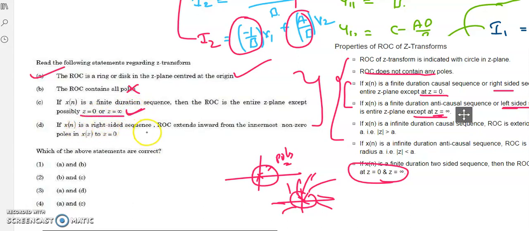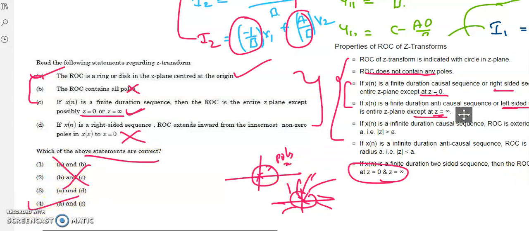Next, if x of n is a right-side sequence, the ROC extends inward from the innermost non-zero pole in X of Z to Z is equal to 0. So it is a perfectly wrong statement. Why? Because if x of n is a right-sided sequence with finite duration, then the ROC is the entire Z plane except at Z is equal to 0. Fine. So with these cases, A and C can be taken as true. So which of the above statements are correct? A and C are correct, all the remaining options 1, 2, 3 are wrong, and the fourth one is the correct option, right?